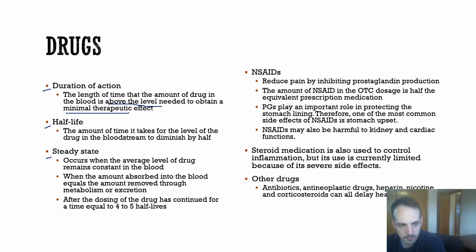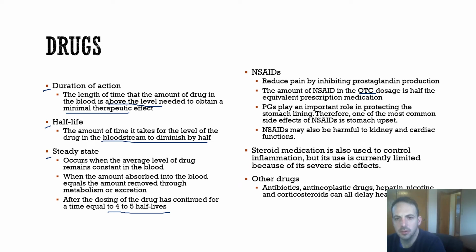Half-life is the amount of time for the bloodstream level to diminish by half. And then steady state is once you reach this aspect where the duration of action is continuous because you're replacing it at about the same rate that you're going through. After about 4 to 5 half-lives of dosing is when we get in there. NSAIDs are the most common, right, over-the-counter component with that.